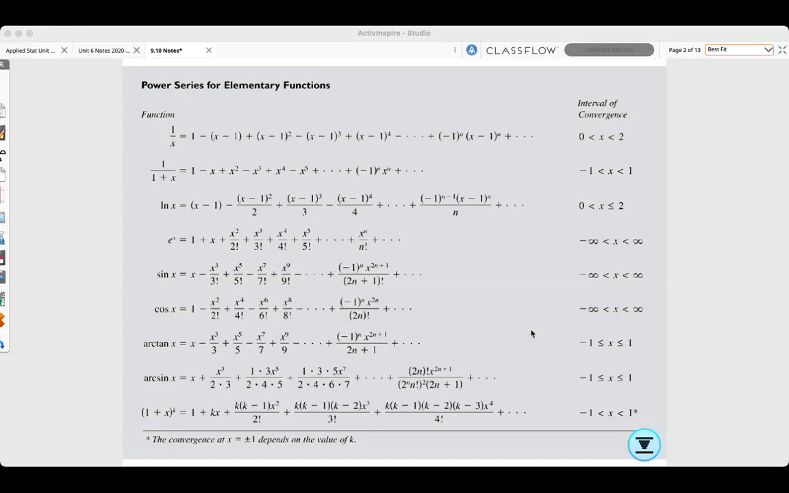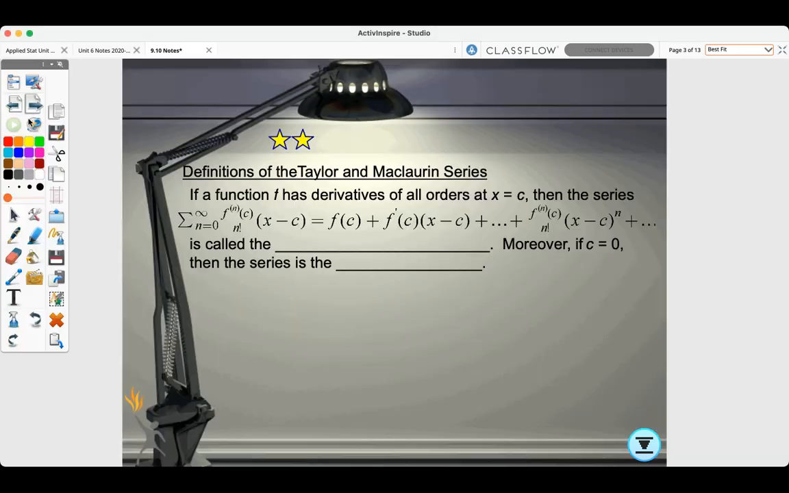Before we get into section 9.10, Taylor and Maclaurin series, here are the power series for elementary functions, expanded, as well as their interval of convergence. You might want to take a minute and pause this video to copy some of these down, or to take a screenshot of this. We're going to get into section 9.10, Taylor and Maclaurin series.